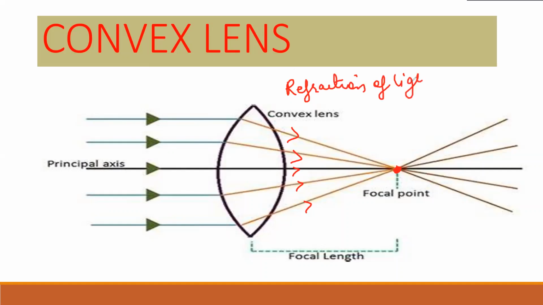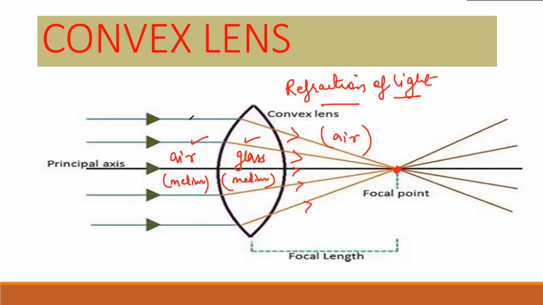Why is refraction of light taking place? Because light is going from one medium to another. This lens is made of glass, and outside the glass it is air. So light is going from the air medium to the glass medium. The medium is changing, and again coming out of glass into air. As the medium changes, the path of light gets changed.